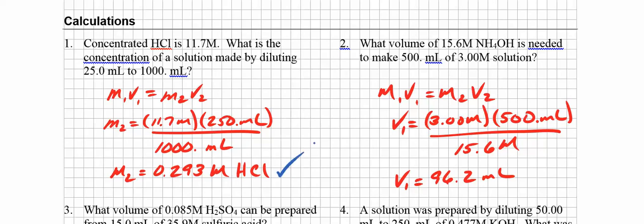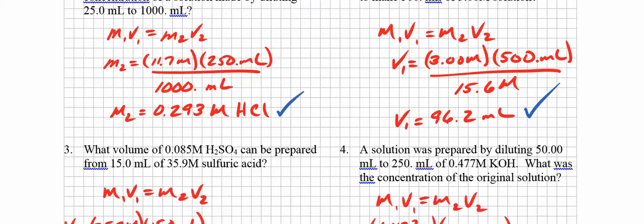Number two says, what volume of 15.6 molar ammonium hydroxide is needed to make 500 milliliters of a 3 molar solution? We'll go right back to the same formula. M1V1 is equal to M2V2. We're looking for the volume of the more concentrated solution, so we'll just plug in. M2, 3.00 molar, times V2, 500 milliliters, divided by 15.6 molar. When we do that calculation, V1, we get 96.2 milliliters. The fact that it's in milliliters is just fine. We're done with number two.